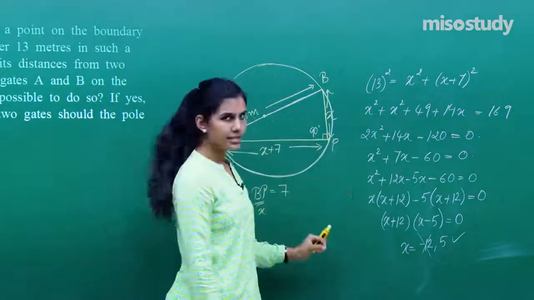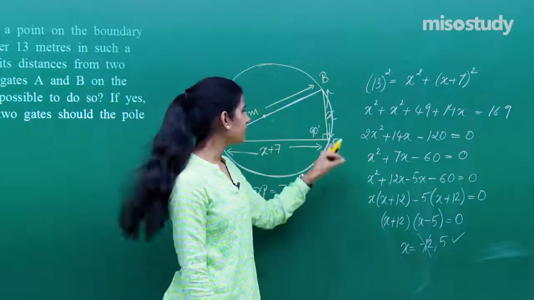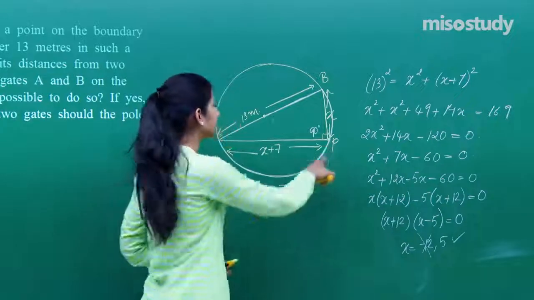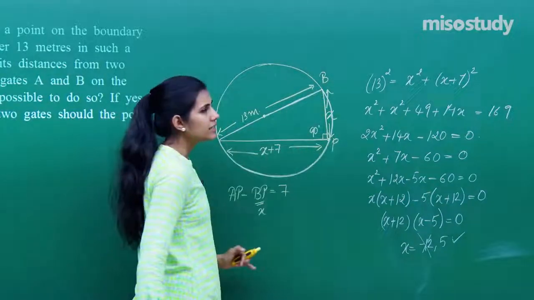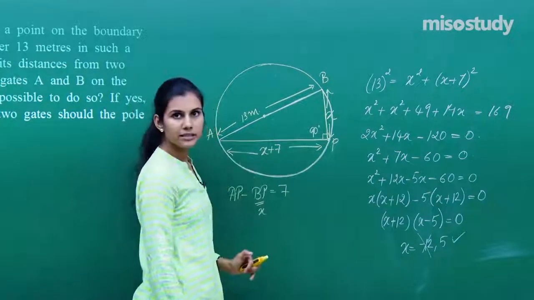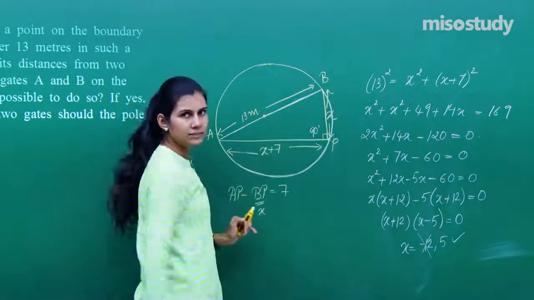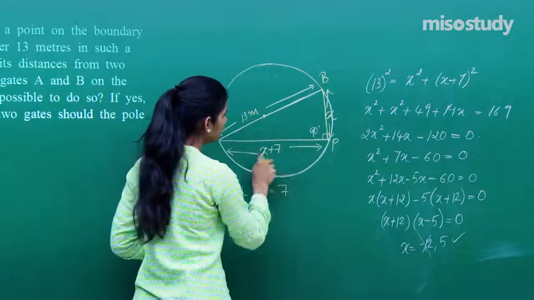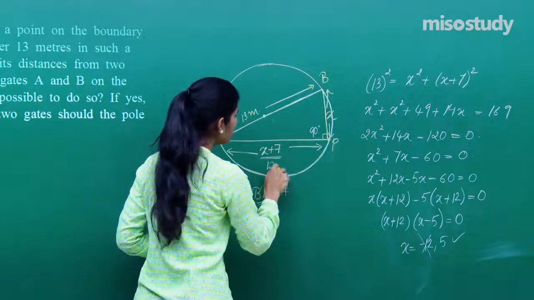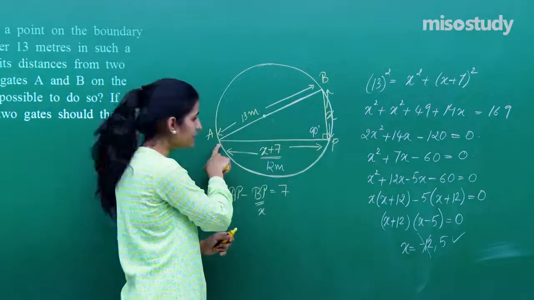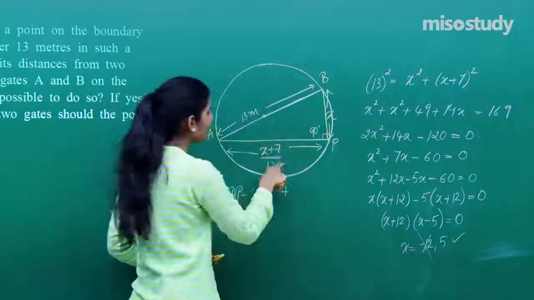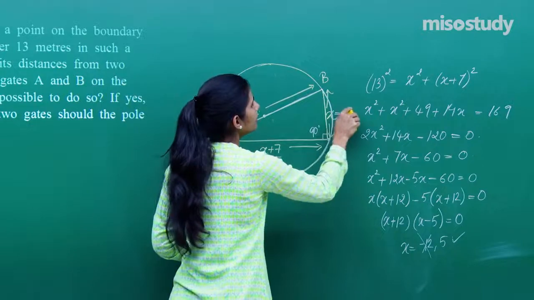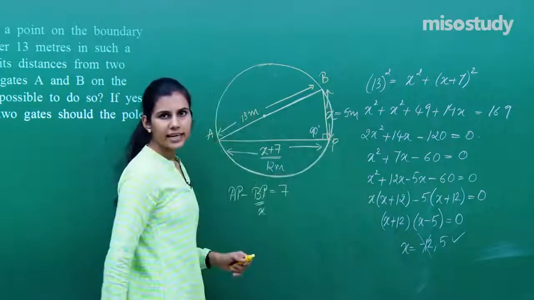That means yes, it is possible to erect a pole on the boundary of a circular park such that PA minus PB is 7 meters when the diameter is 13 meters. And what is the condition? That you should place the pole 12 meters away from the first gate. Why? Because x is 5, 5 plus 7 is 12, and you should place the pole 5 meters away from the second gate, that is B.